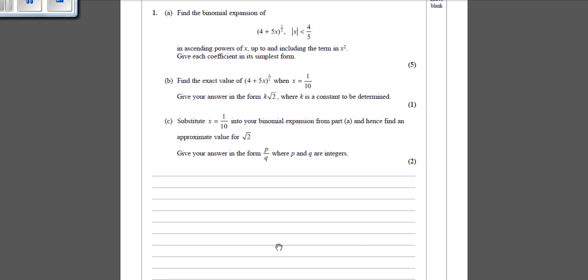So let's have a look at the 2015 question. Pretty much exactly the same, except it takes it one step further.